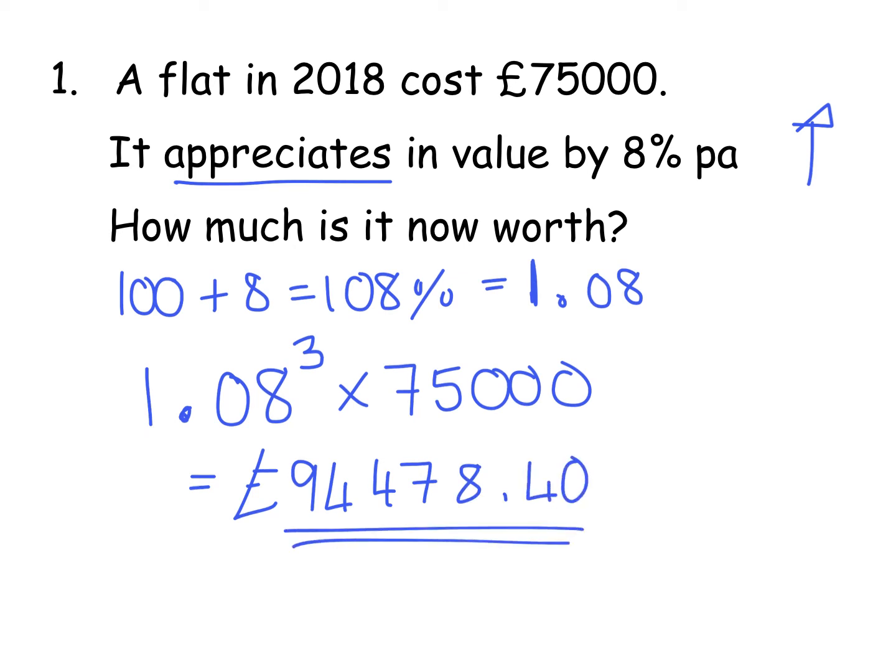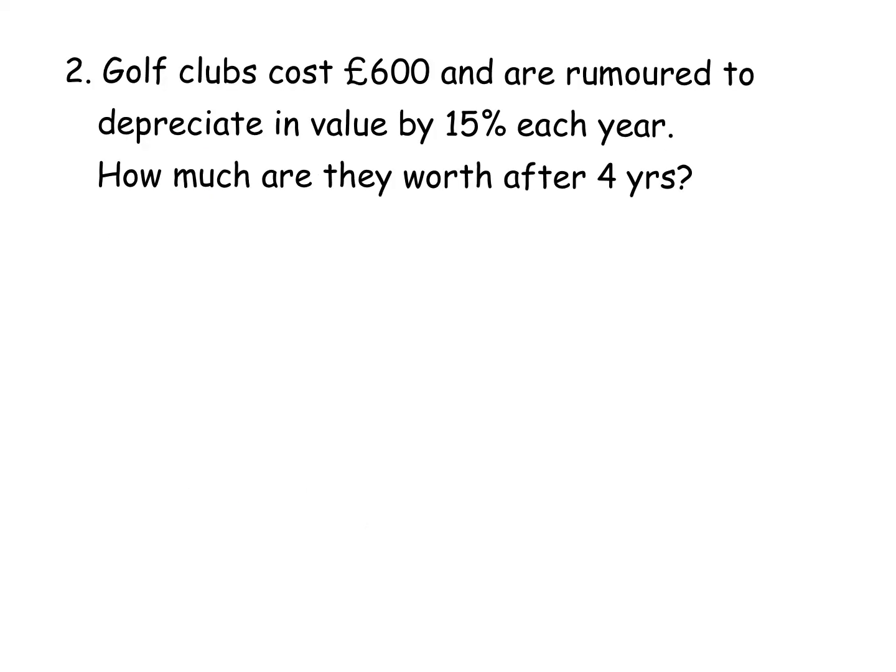Now it's worth pointing out that quite often in percentage questions they'll ask you to round that to significant figures, to the nearest pound, to the nearest £10. So always watch out for rounding. If there's no rounding and it's money, well, it makes sense to do to 2 decimal places because that's how we do money. So please watch your rounding on these ones, okay? So that's my house going up by 8%. Let's do one that's depreciating now. So 2. A set of golf clubs costs £600 and are rumoured to depreciate in value by 15% each year. So these golf clubs are going down in value by 15%. We want to know the value after 4 years.